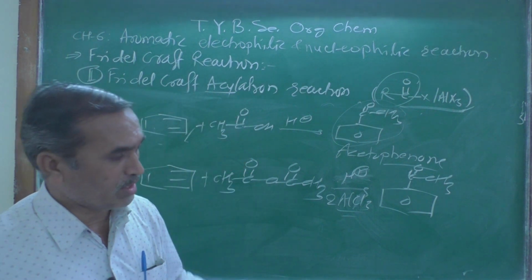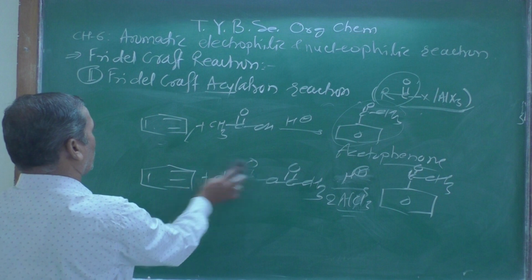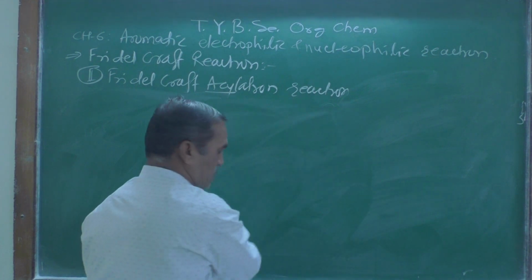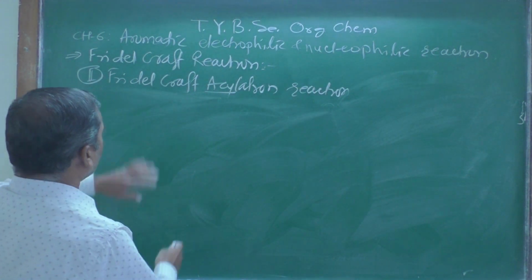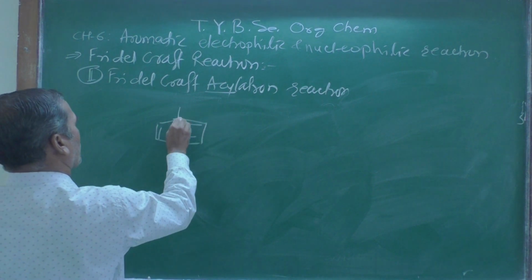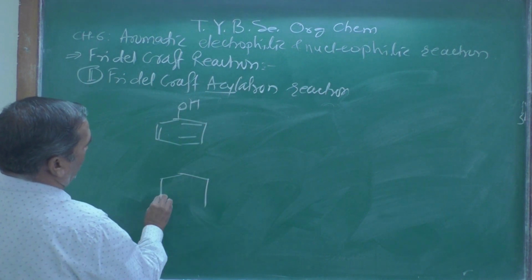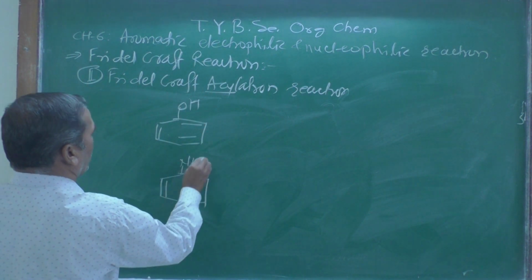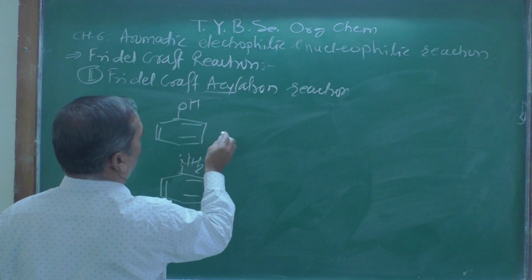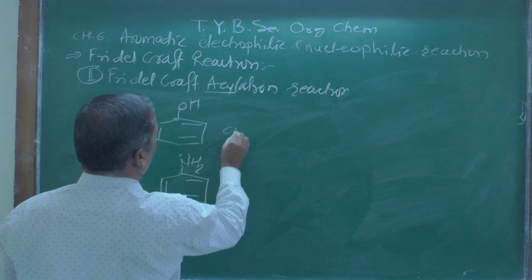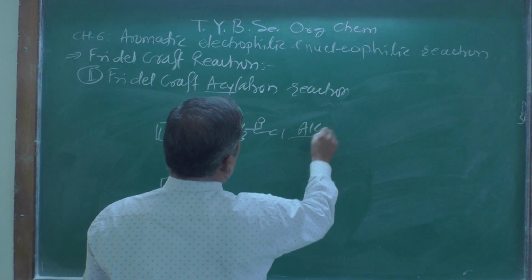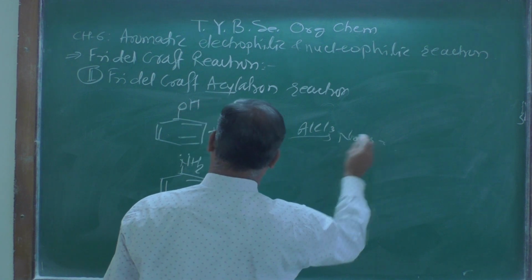Remember the limitation in the case of the Friedel-Crafts acylation reaction. Suppose you have phenol, OH, or an amine such as aniline, NH2. If you treat this compound with CH3 C double bond O Cl in the presence of AlCl3, there will be no reaction.